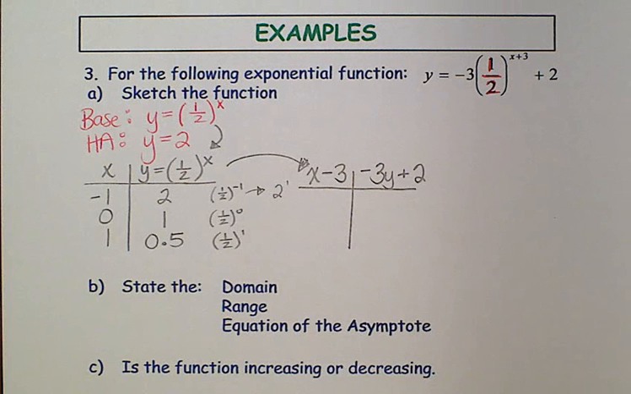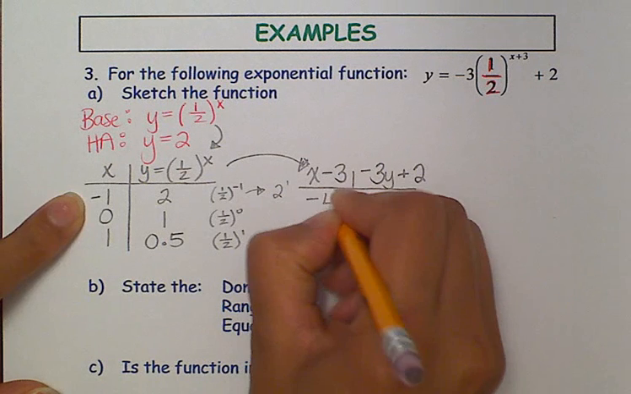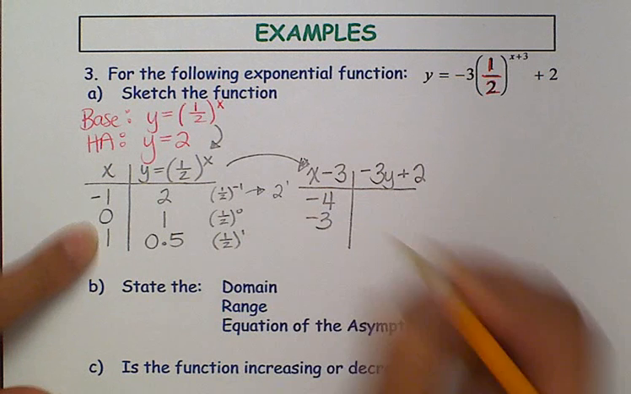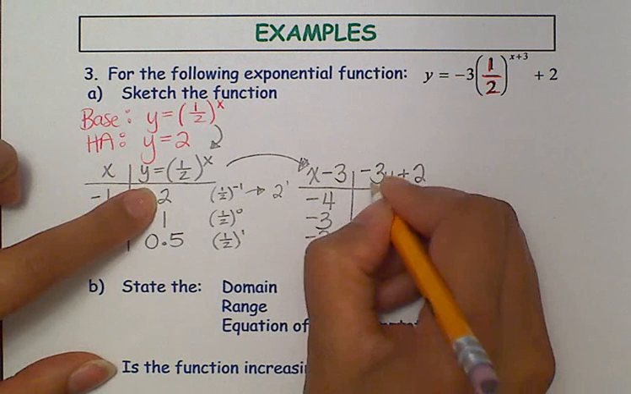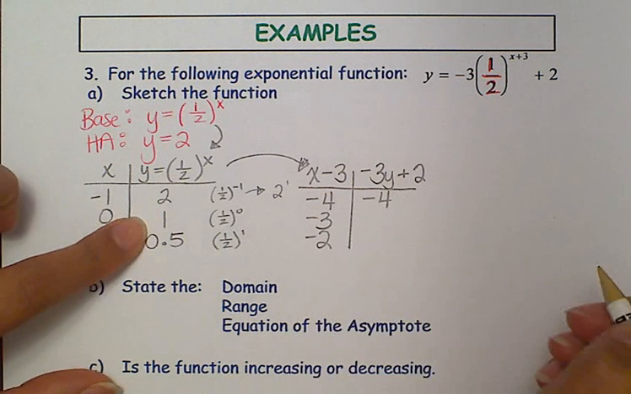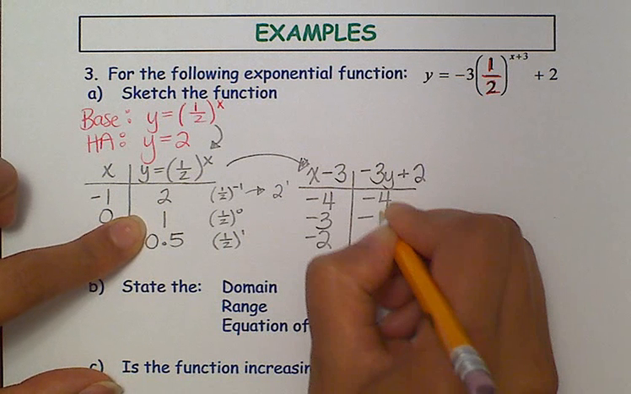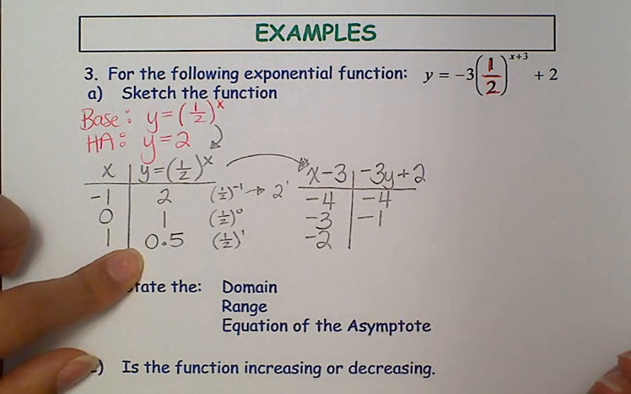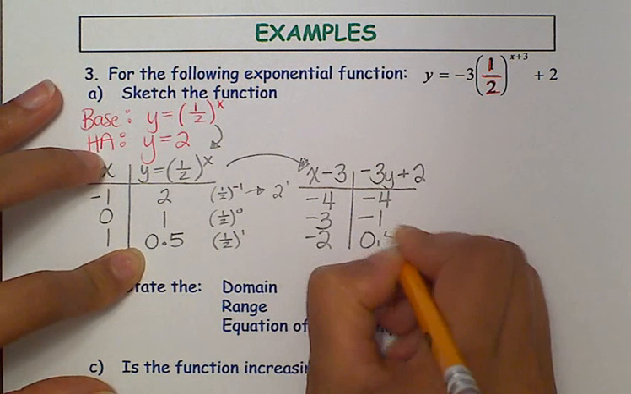Now let's figure out our points. Negative 1 minus 3 is negative 4. 0 minus 3 is negative 3. 1 minus 3 is negative 2. Negative 3 times 2 is negative 6 plus 2 is negative 4. Negative 3 times 1 is negative 3 plus 2 is negative 1. And negative 3 times a half is negative 1.5 plus 2 is 0.5. So there's all our key points.